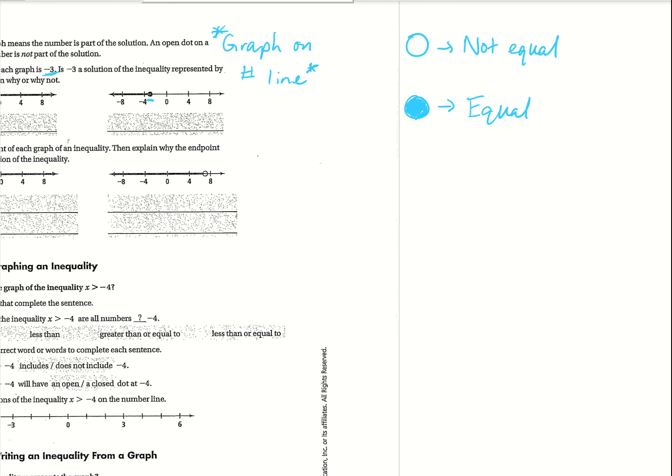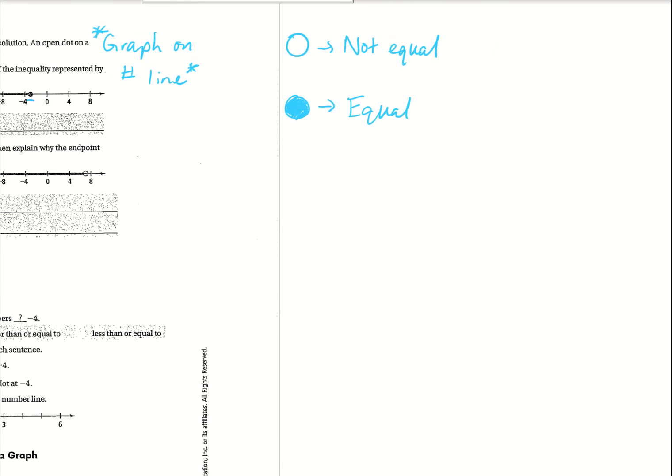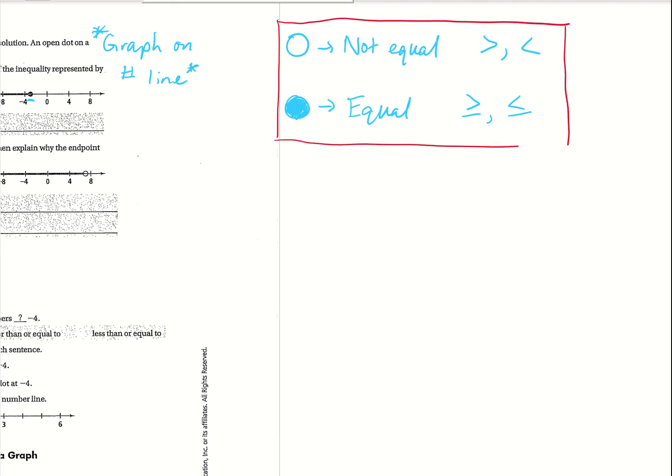How this would look with an inequality: the open circle will be when you have greater than or less than. And then a closed circle will be if you have greater than or equal to and less than or equal to. I think this is a really good thing to have written down. Make sure you have this representation somewhere in your notes. If you need to take a second to pause and do that, go ahead and do that now.